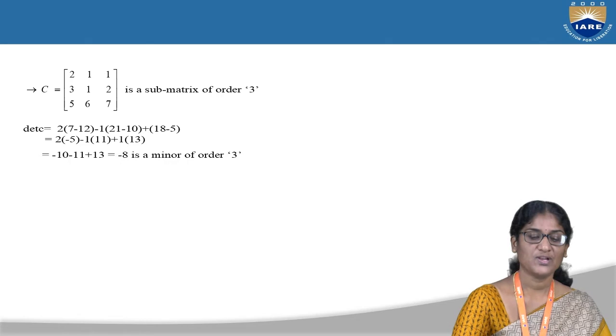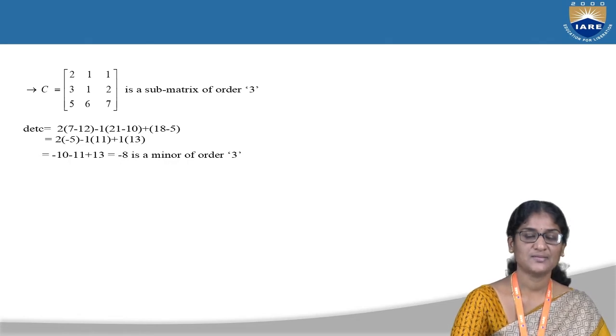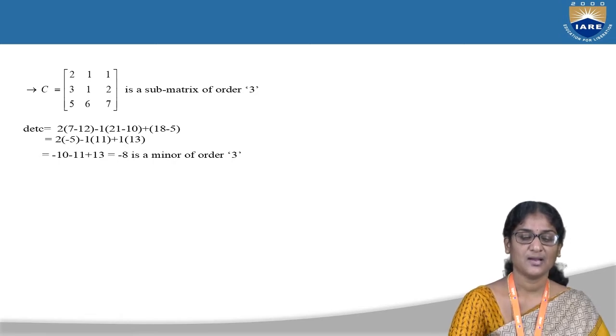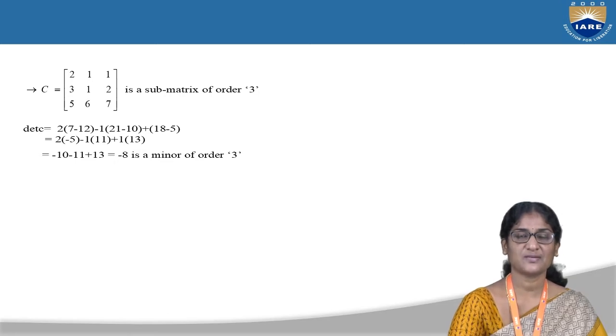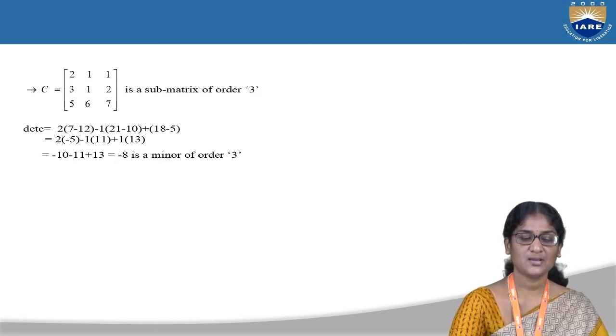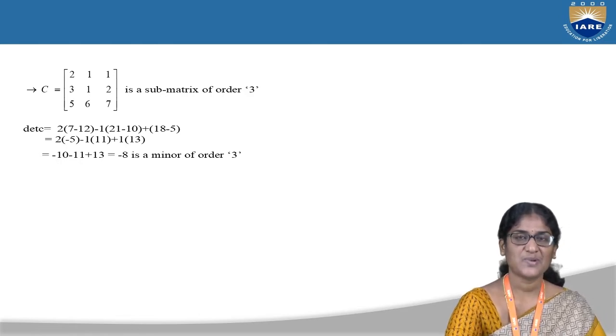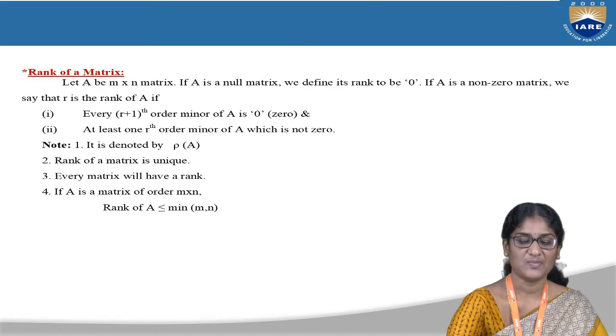Now we'll take another example, 2, 1, 1, 3, 1, 2, 5, 6, 7. Another submatrix I have taken, of order 3. What do we mean by order 3? That means we have 3 rows and 3 columns. Now, the determinant of this matrix is minus 8, which is called a minor of order 3. So this is how we can understand the submatrix and minor of a matrix.